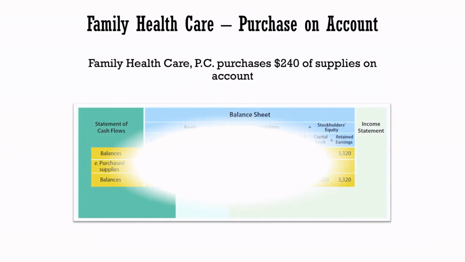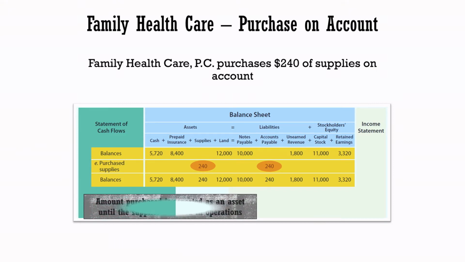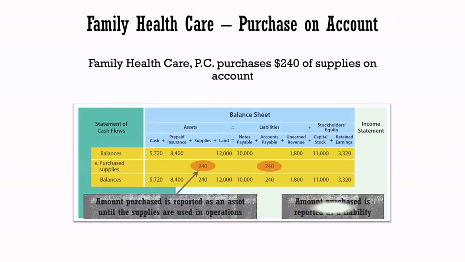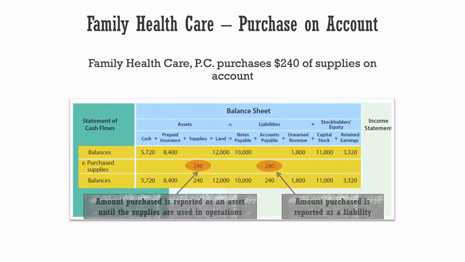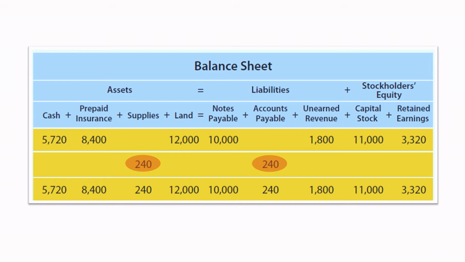Family Healthcare purchased $240 of supplies on account. The effect of purchasing supplies is similar to the insurance transactions, as supplies are considered assets until they are used in generating revenue. The promise to pay for supplies in the future creates a liability called accounts payable. Since no cash is paid or received, there is no impact on the statement of cash flows.